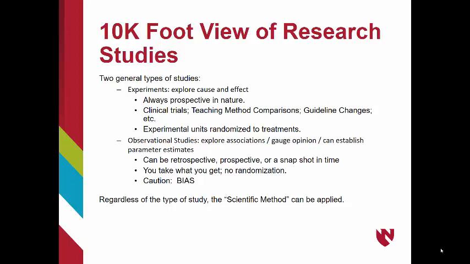So an observational study itself can be retrospective, it can be prospective, or it can be a snapshot in time. The difference here is that you take what you get, right? There's no randomization. You can't apply anything to a subject because you're literally just observing, thus the name observational study. And there's a caution here. It may be biased. It doesn't necessarily mean that it is, but it could be a biased study.